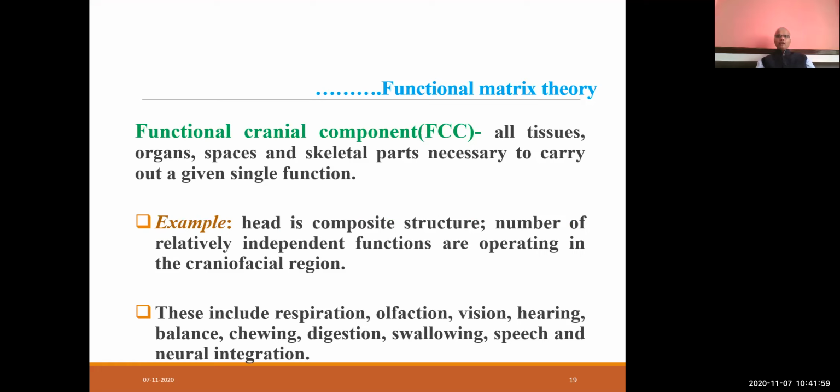The functional cranial component is all the tissues, organs, spaces, and skeletal parts necessary to carry out a given single function. For example, the head is a composite structure, and a number of relatively independent functions are operated in the craniofacial region. These include respiration, olfaction, vision, hearing, balance, chewing, digestion, swallowing, speech, and neural integration.